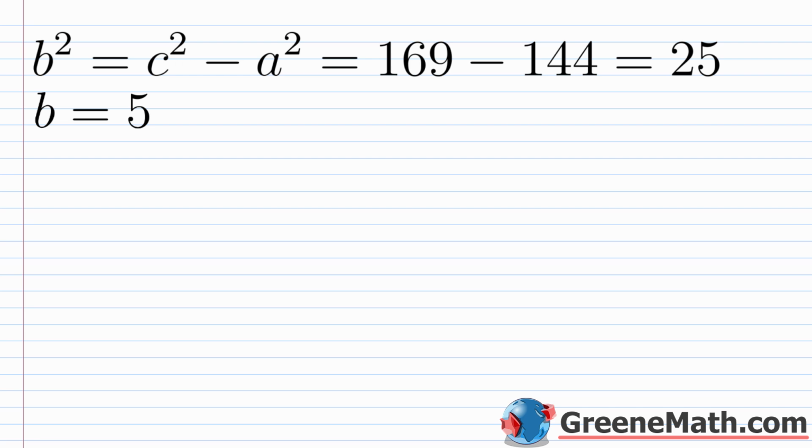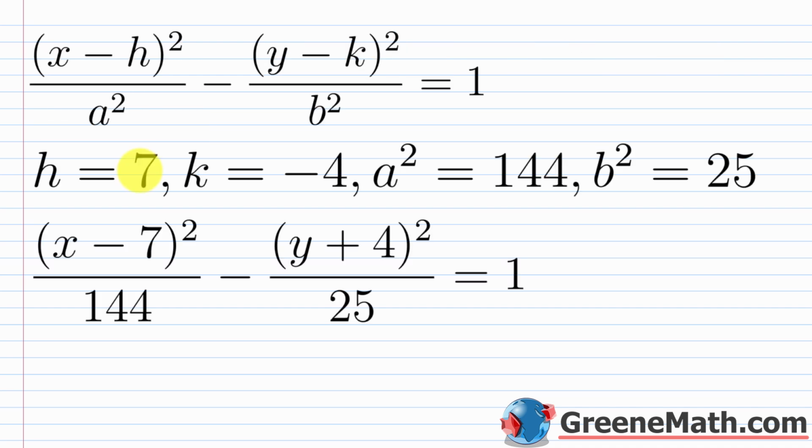So b squared equals c squared minus a squared. So it's 169 minus 144, which is 25, which makes b equal to 5. Putting everything together, our h is 7, our k is -4. So again, minus the -4 is +4. Our a squared is 144, and our b squared is 25.